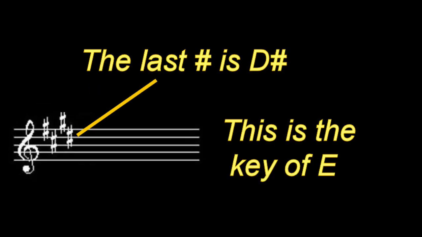Look at this. Four sharps. The last sharp is D sharp. So this is the key of E. D sharp leads to E.